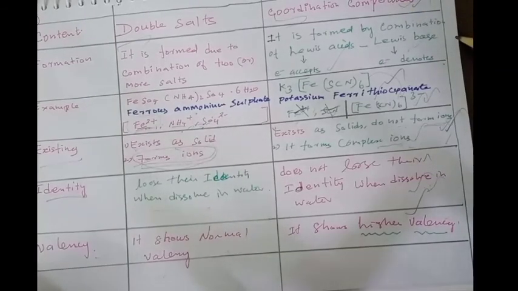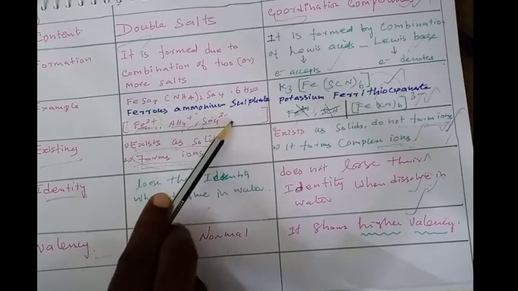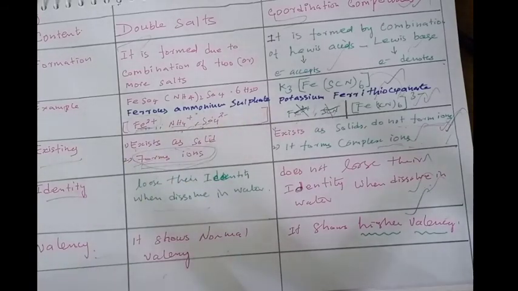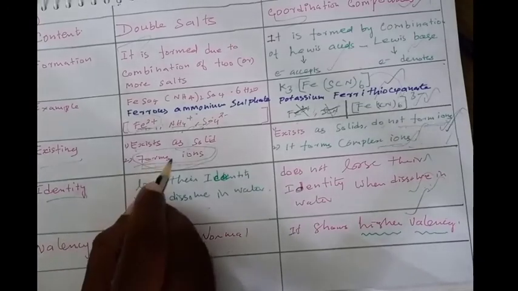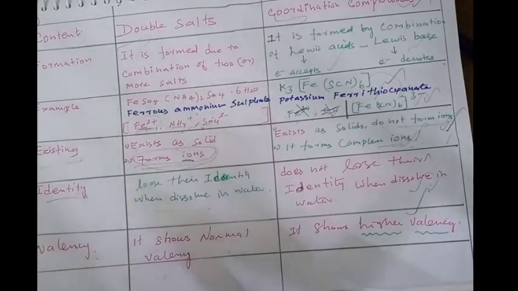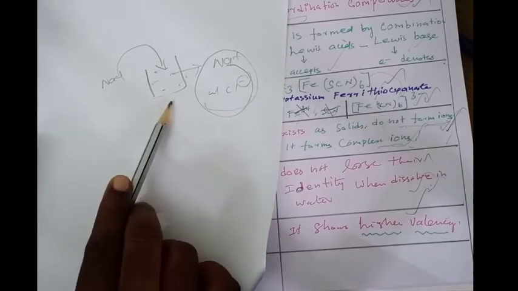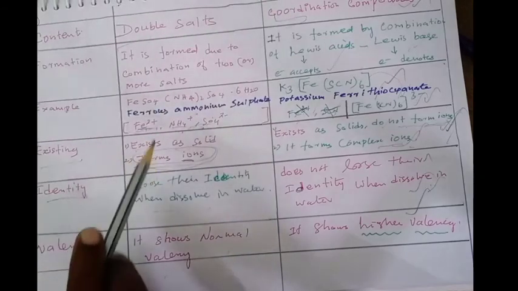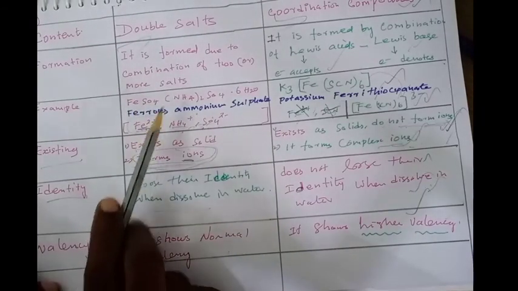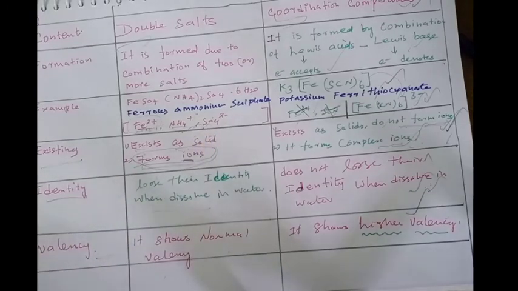Example: ferrous ammonium sulfate, and here, potassium ferrocyanide. Both exist as solids. The double salt forms constituent ions, but the coordination compound does not; it forms complex ions. Constituent ions means, as I explained for a simple salt like NaCl, when dissolved in water it shows Na+ and Cl-. In the same way it shows Fe2+, NH4+ and SO4 2-. Here it is not like that; it forms only complex ions.